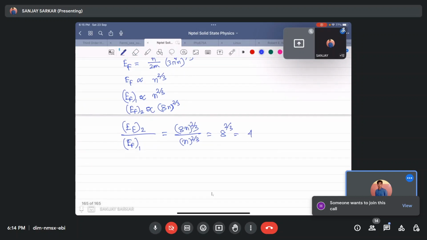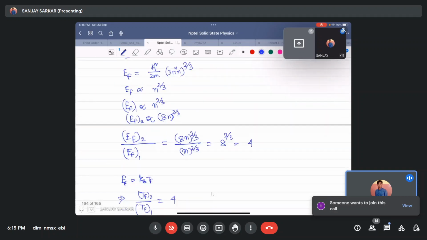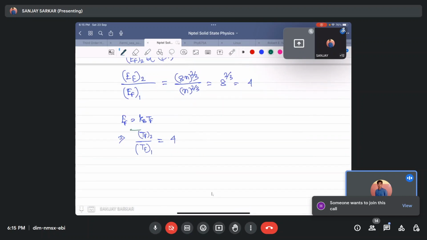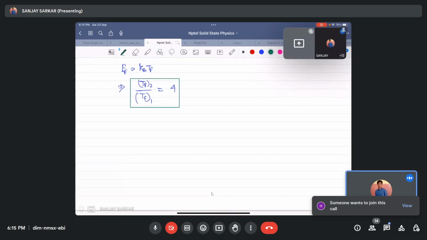Since EF is equal to kB into TF, you can also write that TF2 by TF1 is also equal to 4. So it will increase by a factor of 4. From this relation you can argue that the Fermi temperature will increase by a factor of 4. So option A is correct.